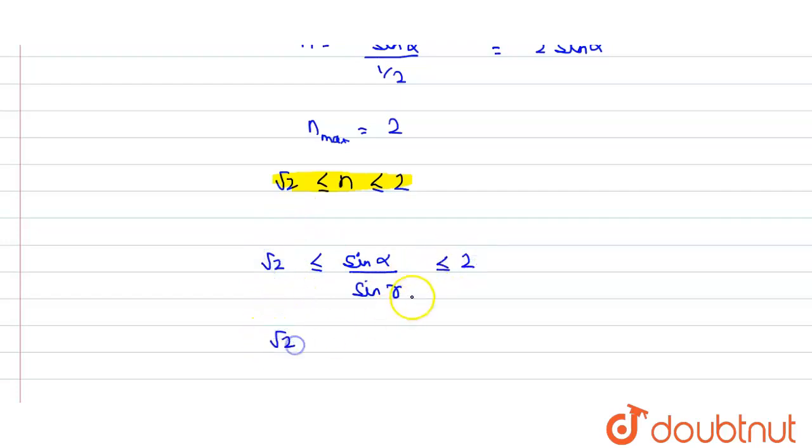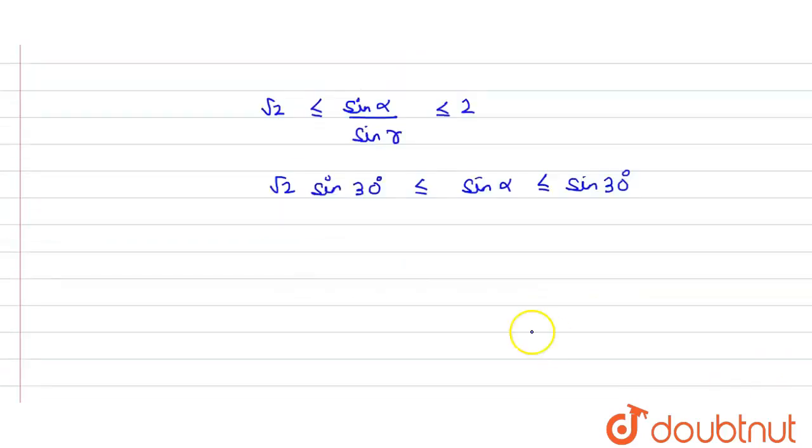So if we cross multiply, root 2 times sine r, where r is 30 degrees, is less than or equal to sine alpha. Again, if we cross multiply, sine r would be sine of 30 degrees. What is sine of 30 degrees? It is equal to 1 divided by 2. So if we put the value of sine 30, it would turn out to be 1 divided by root 2, less than or equal to sine alpha, less than or equal to 1 multiplied by 1 divided by 2 times 2, which is 1. So the lower limit is sine inverse of 1 by root 2, which is 45 degrees, and the upper limit is alpha less than or equal to sine inverse of 1, which is 90 degrees. So we have calculated the range for our alpha.